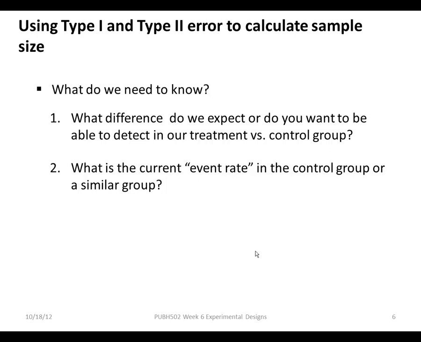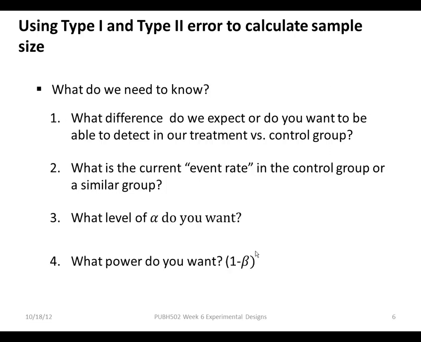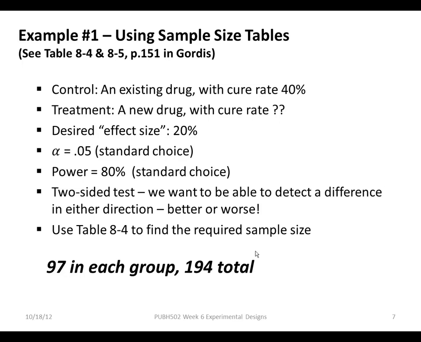So I need to know, if I want to look at a new medication and I want it to work 80% of the time, I need to know what the current one does. Is it 20%? Is it 10%? I need to choose my level of alpha, and I need to choose my power. And once I have those 4, I can begin to figure out a sample size. So let's use an example. For this, we're actually going to use the sample size tables.